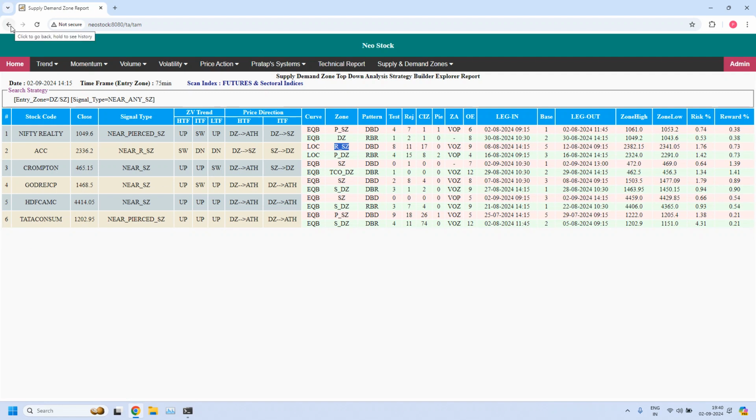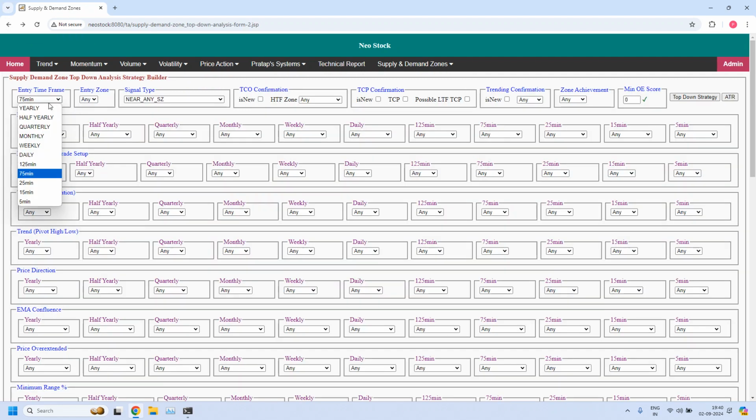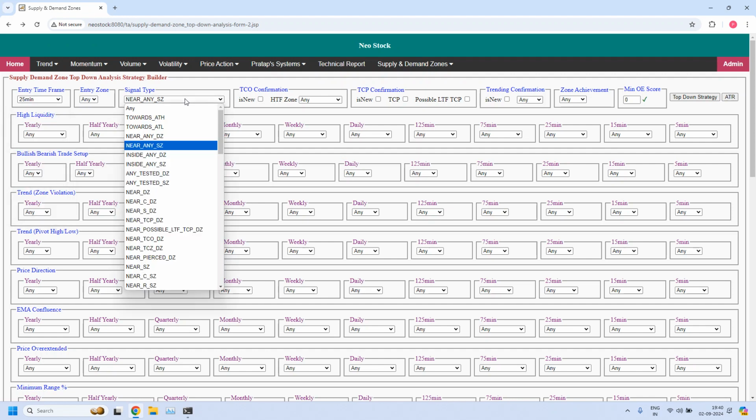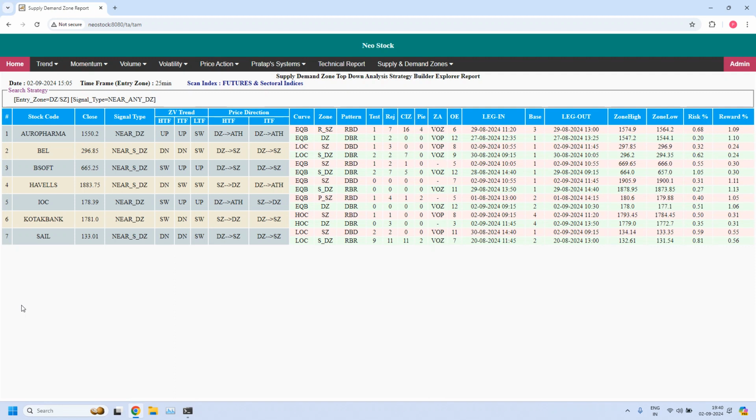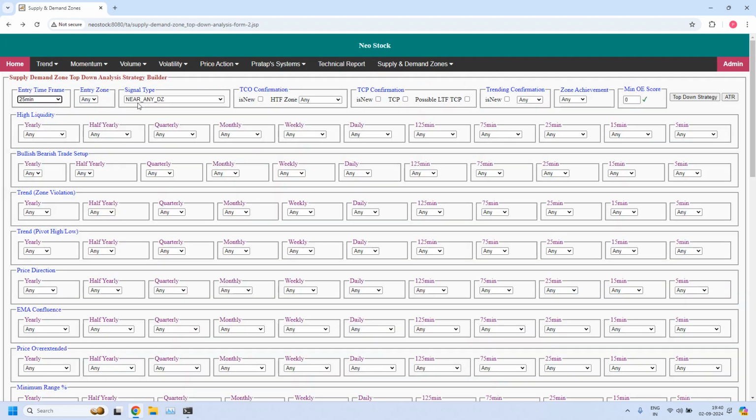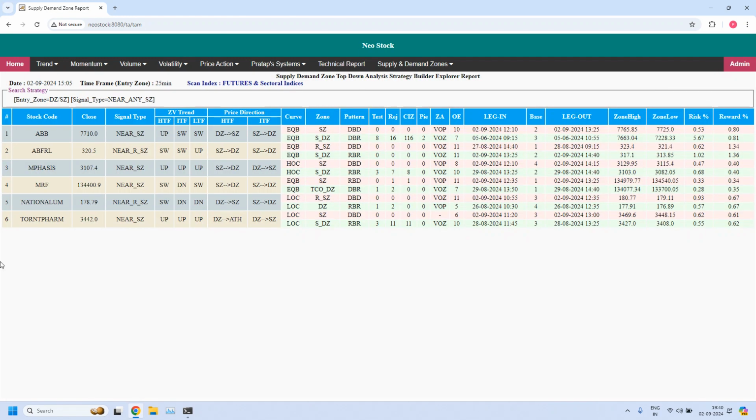Okay, the next time frame is 25 minutes. Let us find the stocks near 25 minutes demand zone. 7 stocks are filtered. The next report for 25 minutes time frame, let us find the stocks near 25 minutes supply zone. 6 stocks are filtered.